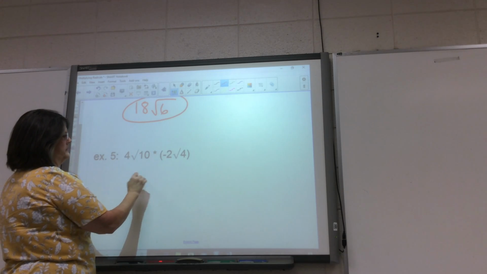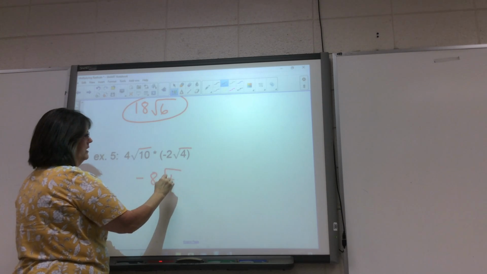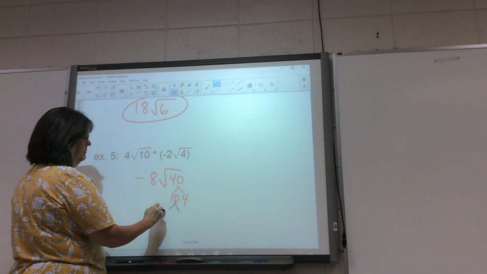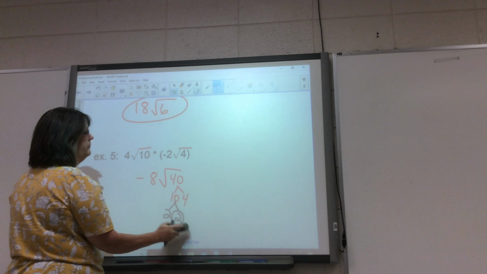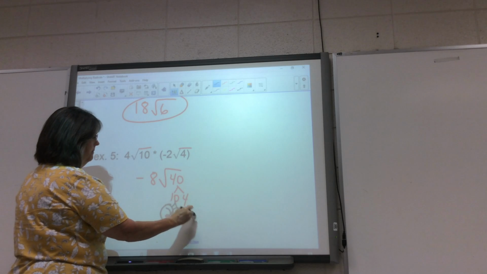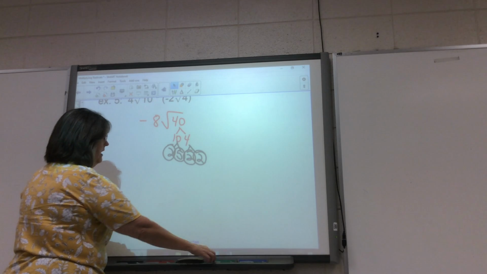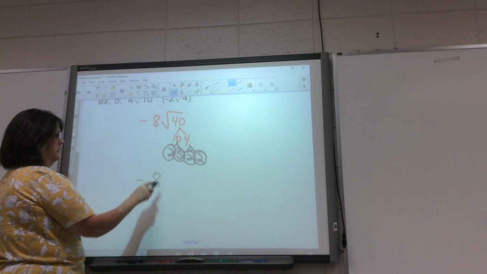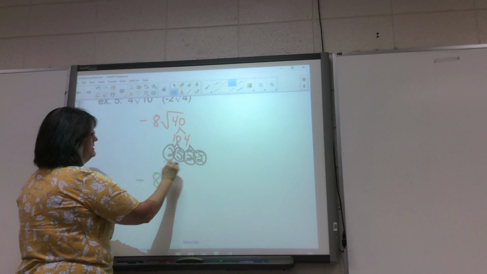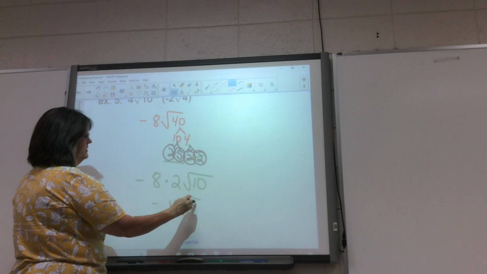Come down here, do the same thing. 4 times negative 2 is negative 8. 10 times 4 is 40. Going to see if that simplifies. It will. All right. So now I have negative 8. And it takes 2 to bring one out. So this 2 is coming out. This is staying inside. This is negative 16 square roots of 10.